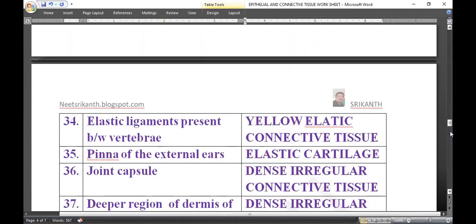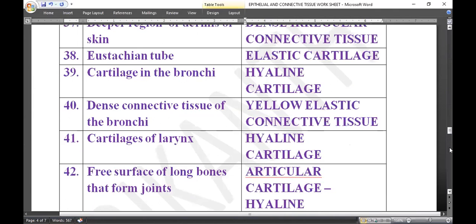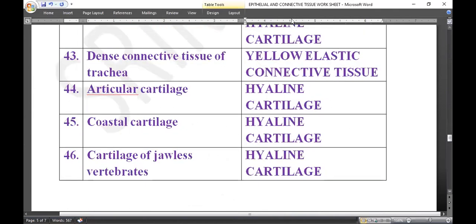If you are able to understand in which place which type of tissue is present, that will be very helpful for you in human physiology also. These things will come in human physiology and help us learn it. That's why take this seriously, fill it, and try to answer.